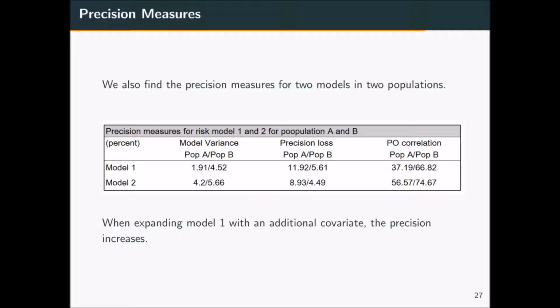Now, let's see the precision measures. When expanding the model with an additional covariate, the model variance and PO correlation coefficient increase and precision loss decreases, which proves that an additional covariate will increase the precision.